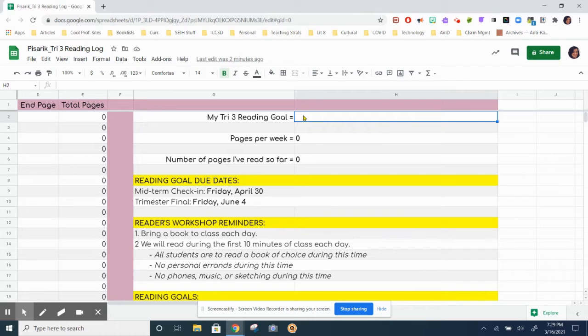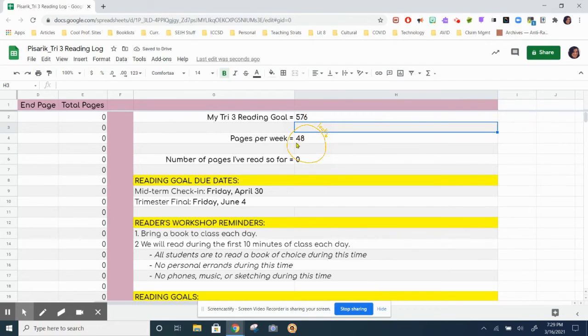So remember yesterday, we measured how many pages we could read in 10 minutes, and then we found out how much we could read in an hour. We multiplied that by 12 because there are 12 weeks in the trimester. My reading goal in pages ended up being 576. So I'm going to enter that number and hit enter.